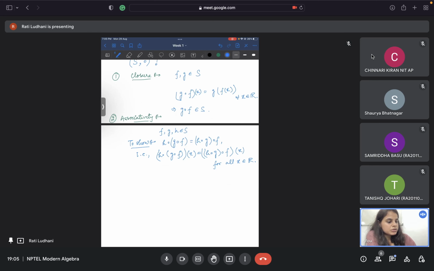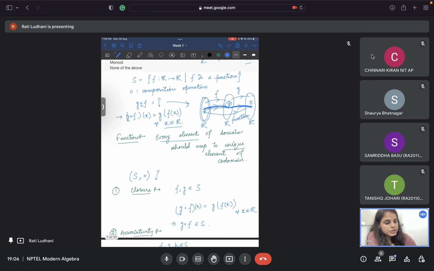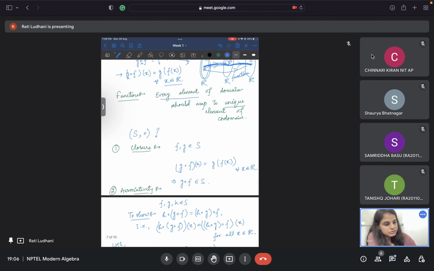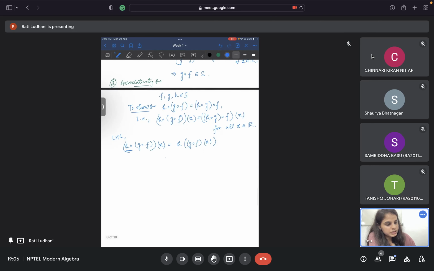Now to show this, let's take the left hand side, H of G of F of x. From the definition, what does that mean? G of F of x will give G of f x. First you take F and then this. So we will write it like this, H of G of F x. This is from the definition, we have not done anything different. Inside there is also a composition, so here we can write this. And now the right hand side, we are just resolving things.